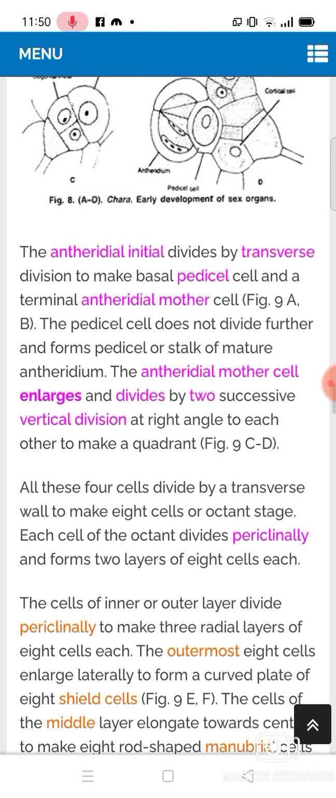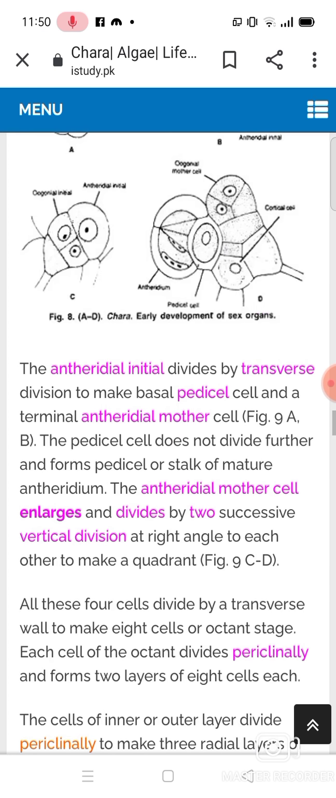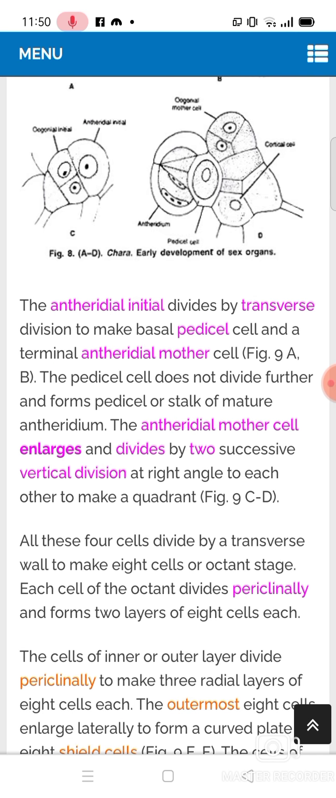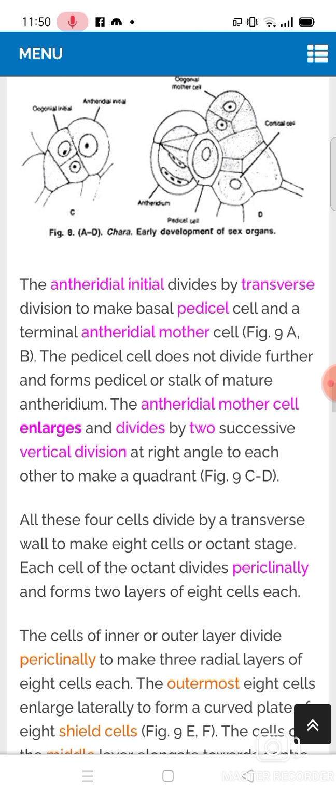Right. The antheridial initial divides by the transverse division. Now, after the periclinal division or the horizontal division, the antheridial initial cell, in this diagram the uppermost cell, divides by the transverse division to make the basal pedicel cell and a terminal antheridial mother cell. Now these divisions are just for the formation of the male sex organ. You know, the body of every organism is made up of cells, and how the body is formed after successive cell divisions.